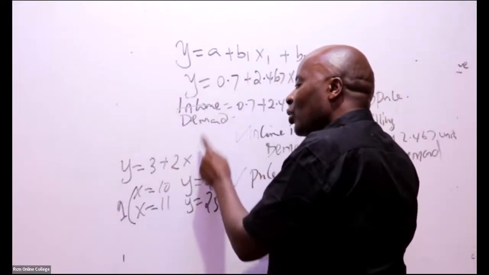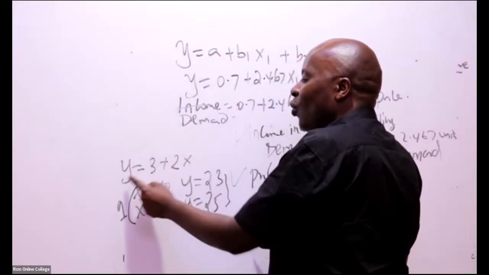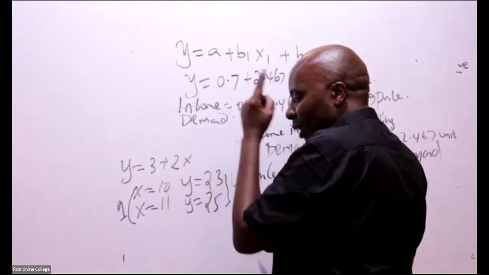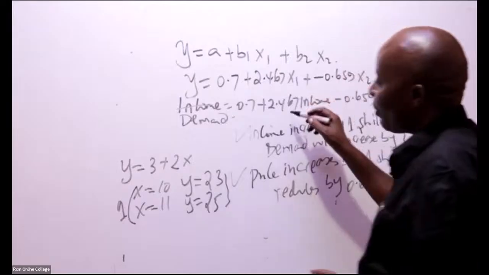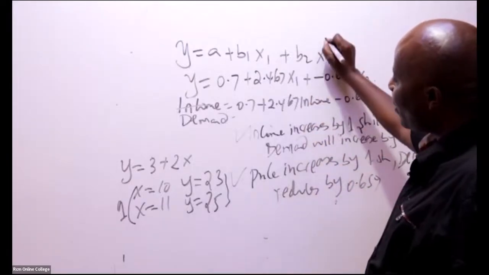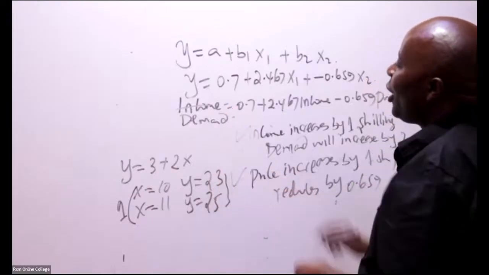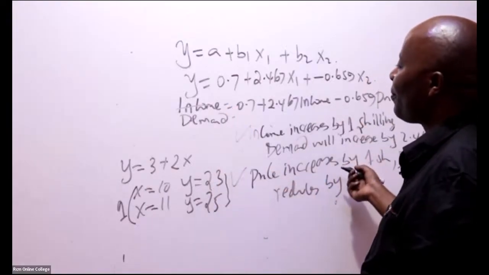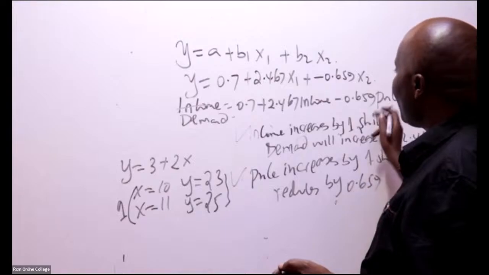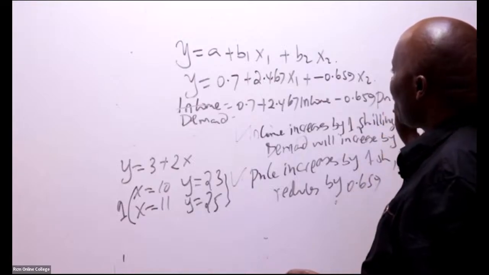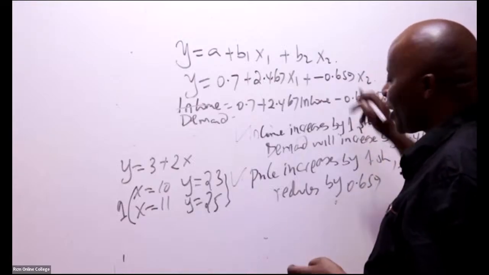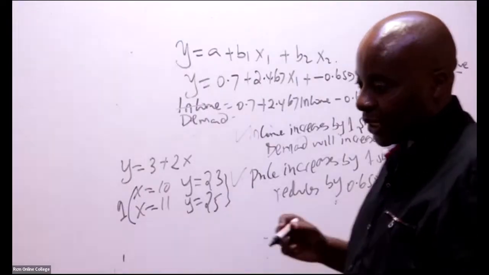That when x goes up by just 1 unit, then y, because of the positive, will increase by 2. That's how you'll also be able to interpret this: when the income increases by just 1 shilling, the demand, or the y there, will increase by 2.467. If the price was to go up by just 1 shilling, then the demand will reduce by that. And now I've given also the answer, which is there.